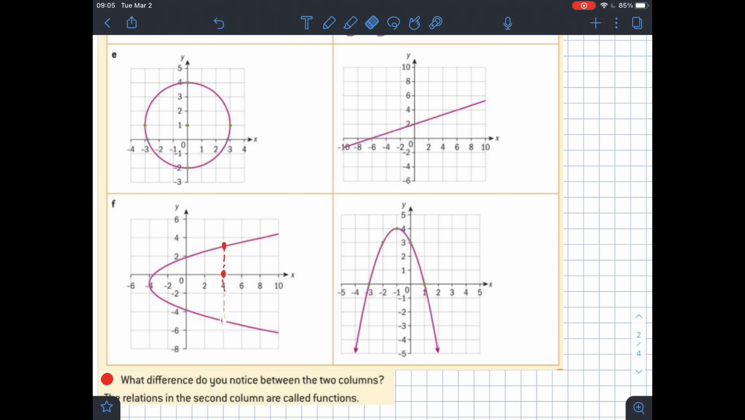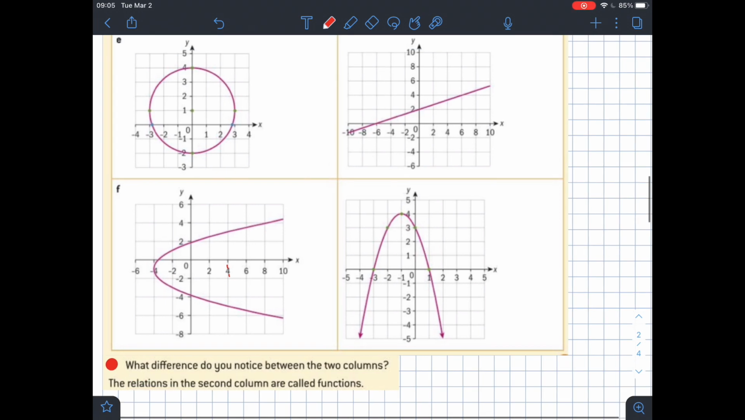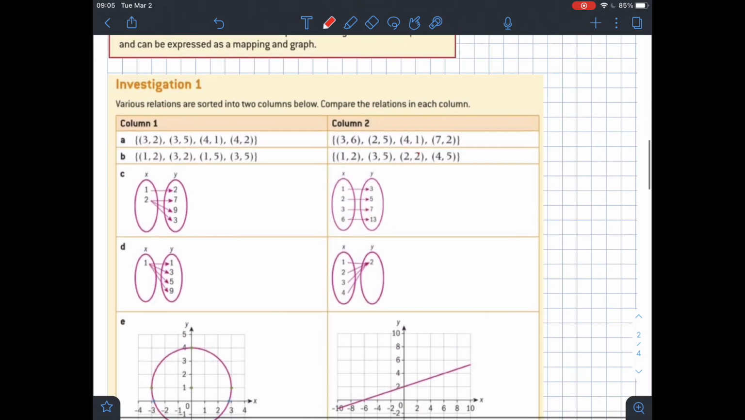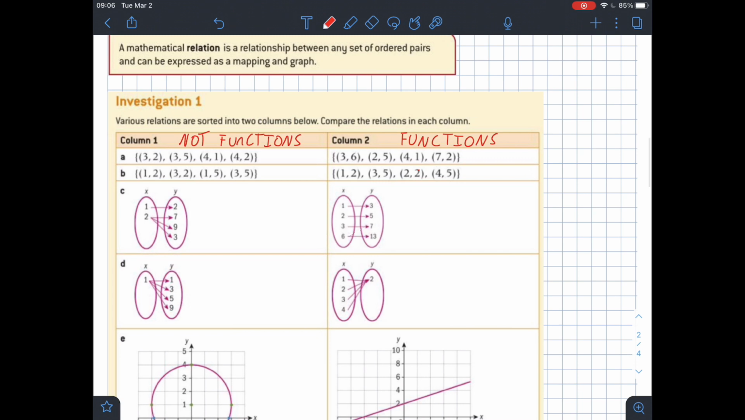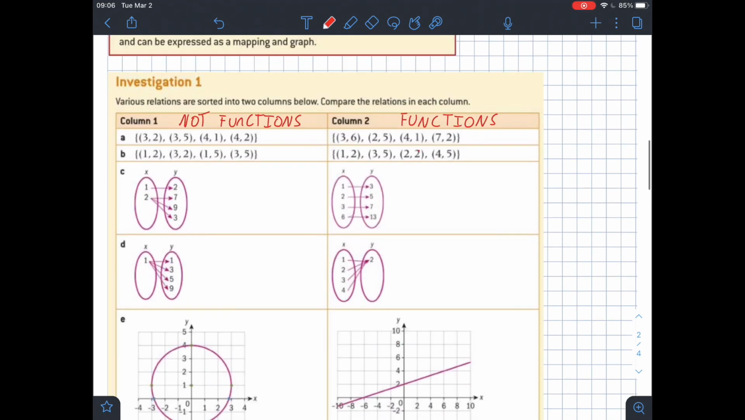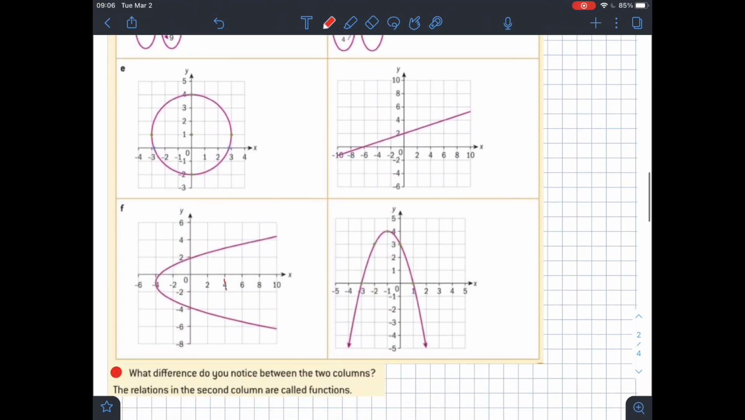So the question down here says, what difference do you notice between the two columns? Basically, and let me summarize this, column 1 are not functions, while column 2 are all functions. So this was just an exercise for you to visualize the difference between a relation which is not a function and a relation which is a function. All of these examples are relations, by the way, but not all of them are functions. Only the ones in column 2 are functions.